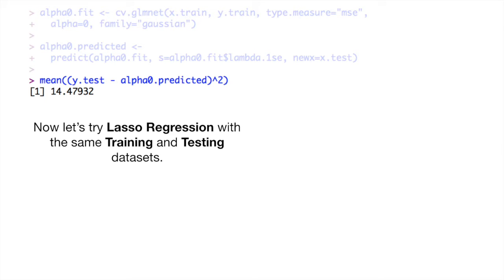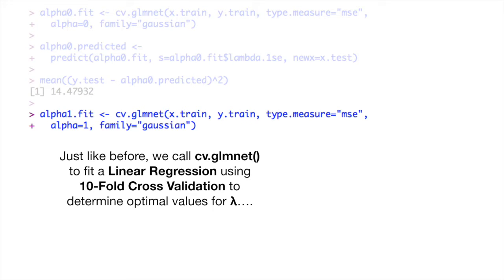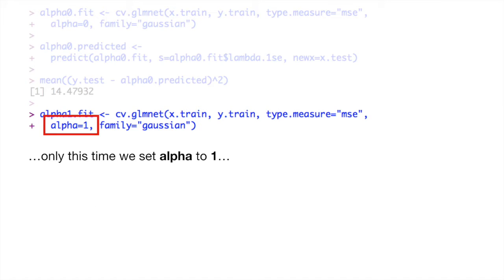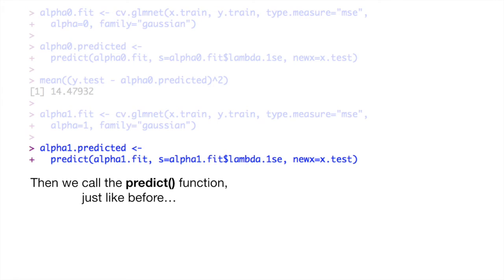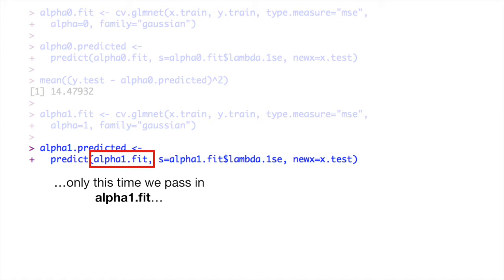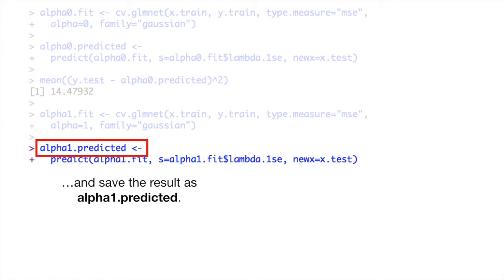Bam! Now let's try lasso regression with the same training and testing datasets. Just like before, we call cv.glmnet to fit a linear regression using tenfold cross-validation to determine optimal values for lambda. Only this time, we set alpha to 1. And we will store the model and the optimal values for lambda in alpha1.fit to remind us that we set alpha to 1. Then we call the predict function just like before. Only this time we pass in alpha1.fit and save the results as alpha1.predicted.